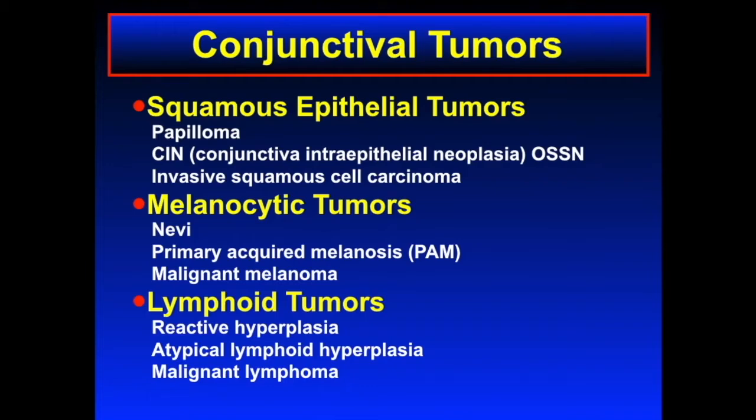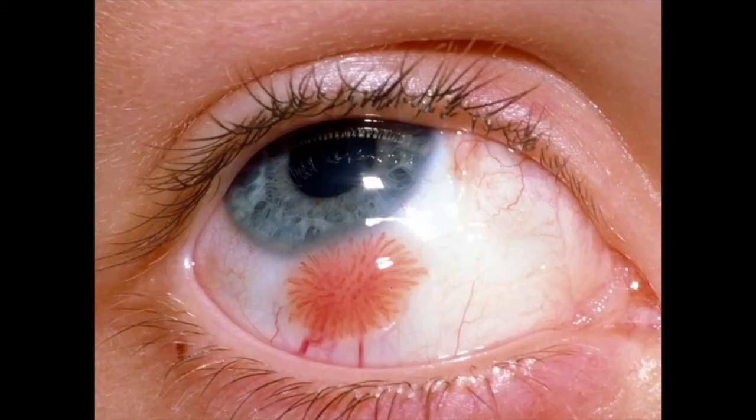Lymphoid tumors, we have reactive hyperplasias. The term atypical lymphoid hyperplasia tended to be used in the past before immunohistochemistry was widely available to determine whether you did have a lymphoma or not. And then we do have obvious malignant lymphomas, which we'll talk about in greater detail.